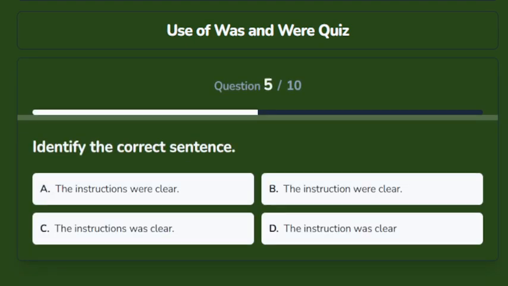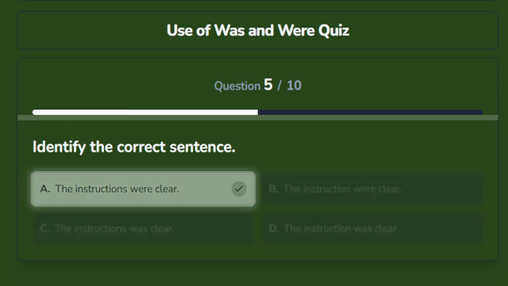Question number 5. Identify the correct sentence. Options are A the instructions were clear, B the instruction were clear, C the instructions was clear, D the instruction was clear. The correct answer is the instructions were clear.